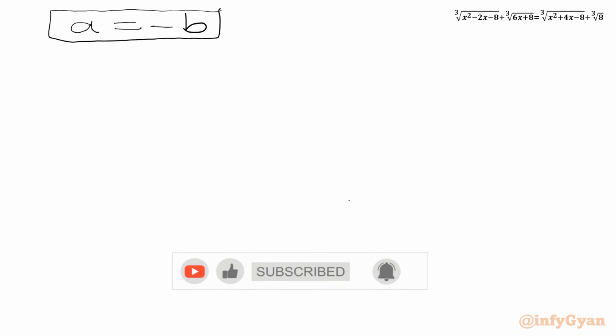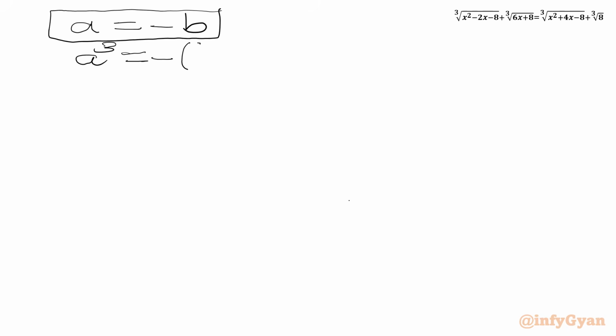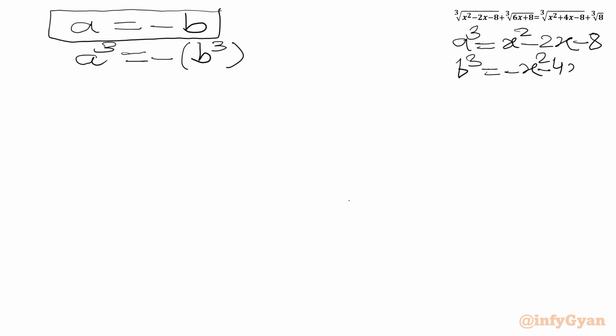Let me begin with a equal to minus b. After cubing both sides, I will get a cube will be equal to minus of b cube. Now if I write a cube separately, then a cube is x square minus 2x minus 8. B cube is minus x square minus 4x plus 8. And c cube will be 6x plus 8. Let's put the values here.